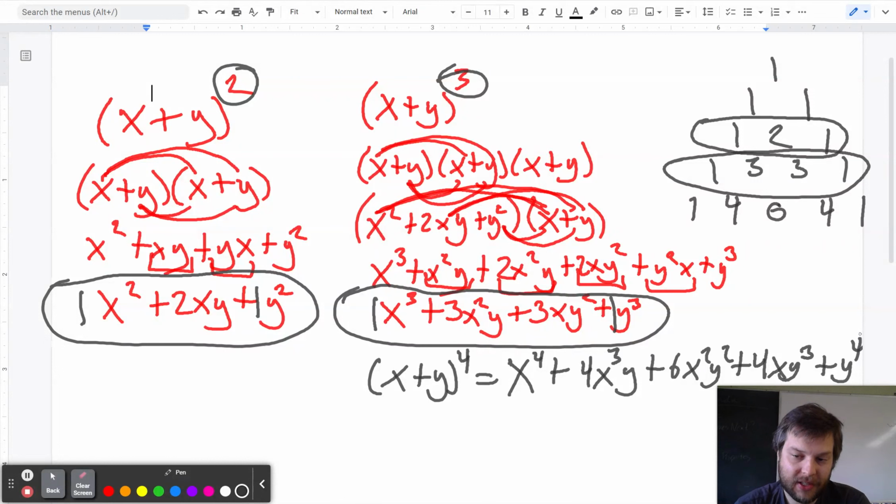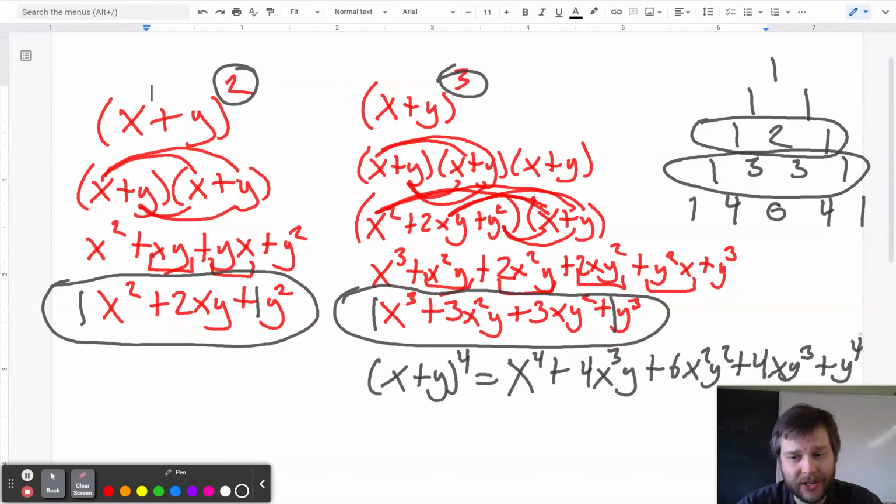What I want you to think about is why does it work? Why does it work? And it works because when we're building Pascal's triangle, we're just adding the numbers from the previous row. We're just combining the like terms to each other. You're just distributing from one thing to the next.